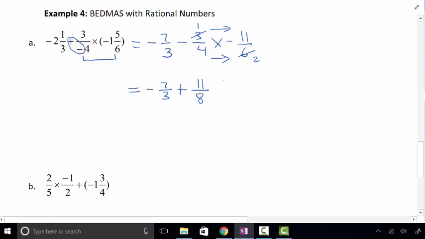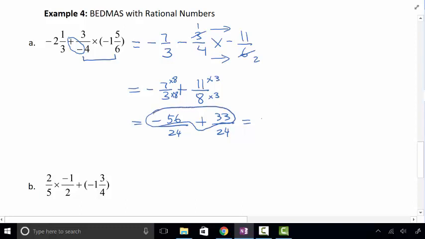Now we do need common denominators. So what I'm going to do is multiply this one by 3, and this one by 3, and this one by 8, and this one by 8. So what you get is negative 56 over 24 plus 33 over 24. And if I subtract them or add them there, remember it's going to be negative 56 plus 33, and that's going to give you a negative 23 over 24, and that is the final answer.